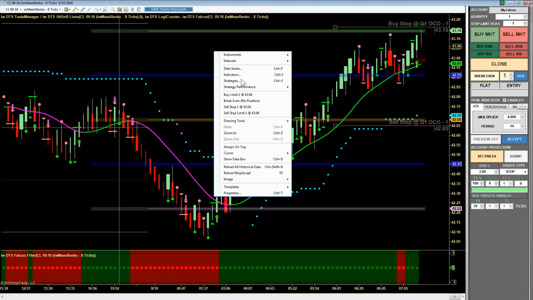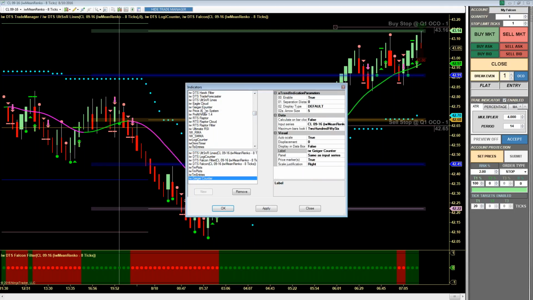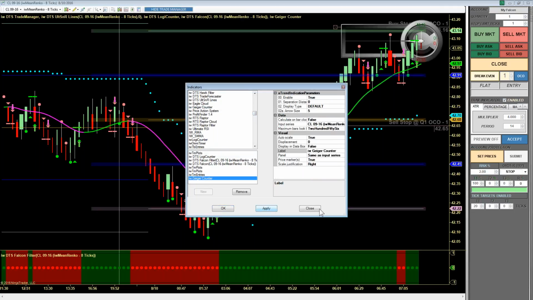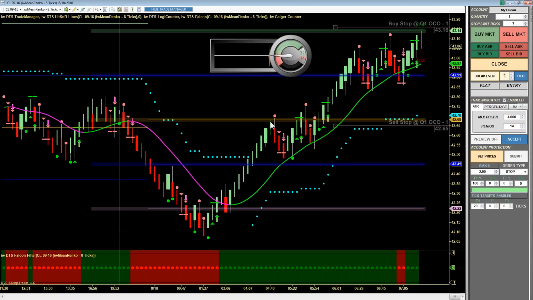Throw a Geiger counter on here so we can watch the order flow. Where are you, Geiger counter? There. All right. Couple minutes, and we'll see what crude oil does.